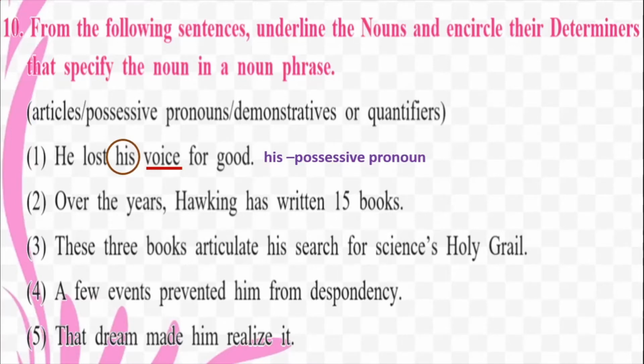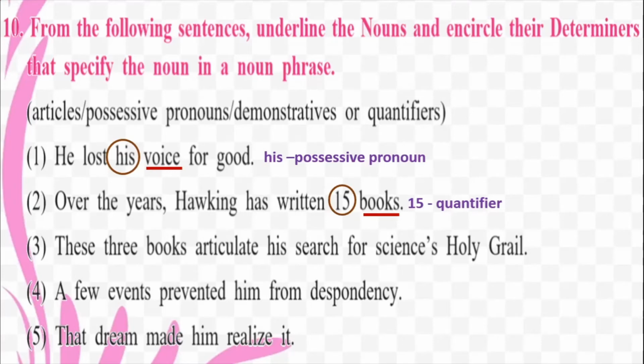Sentence number 2. Over the years, Hawking has written 15 books. There are a number of nouns in this. Hawking is also a noun here, isn't it? But we are going to identify the noun which has a determiner preceding it. Which is that noun here? It is books. Hawking is also a noun, but we want to identify the determiner along with the noun. So we will pick up the noun which is books. Which is the determiner? It is 15. And 15 shows you the number of books that he has written. It shows you the quantity. So 15 here is a quantifier. Over the years, Hawking has written 15 books. 15 is the quantifier and books is the noun. And remember, we are also picking up noun phrases here.